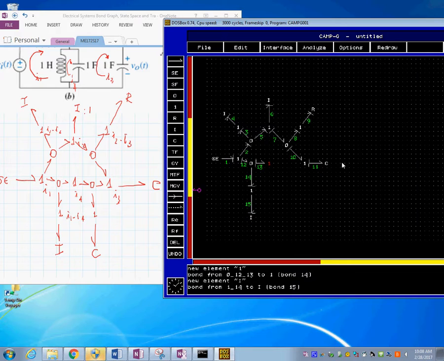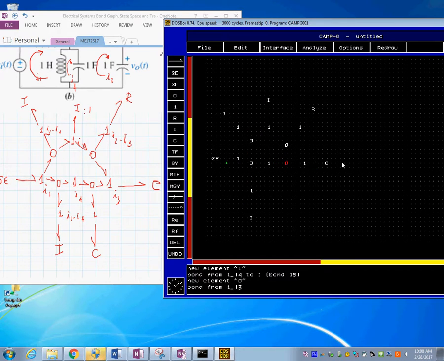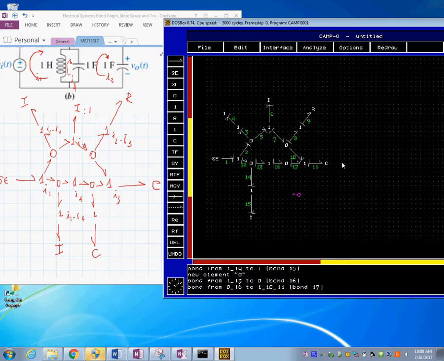And then you have the 0, and I think this is it. We do have a, oh, we do have a C element. I see.